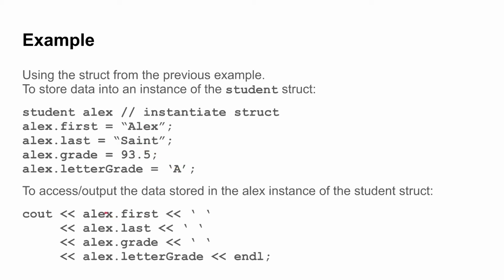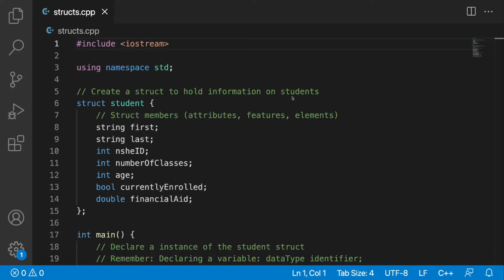We can then go down in our program and output those pieces of data from the struct using simple cout statements and using that dot operator again and the stream insertion operator. So let's take a look at structs in a program.